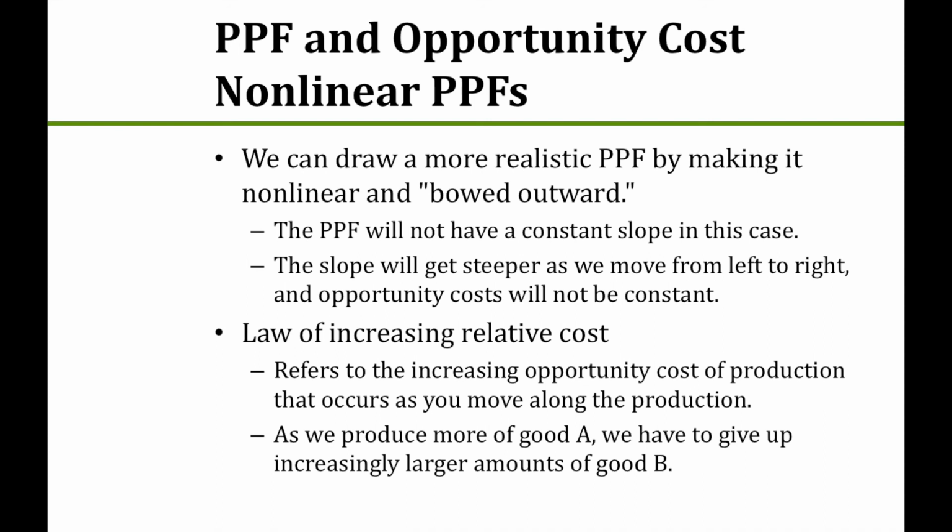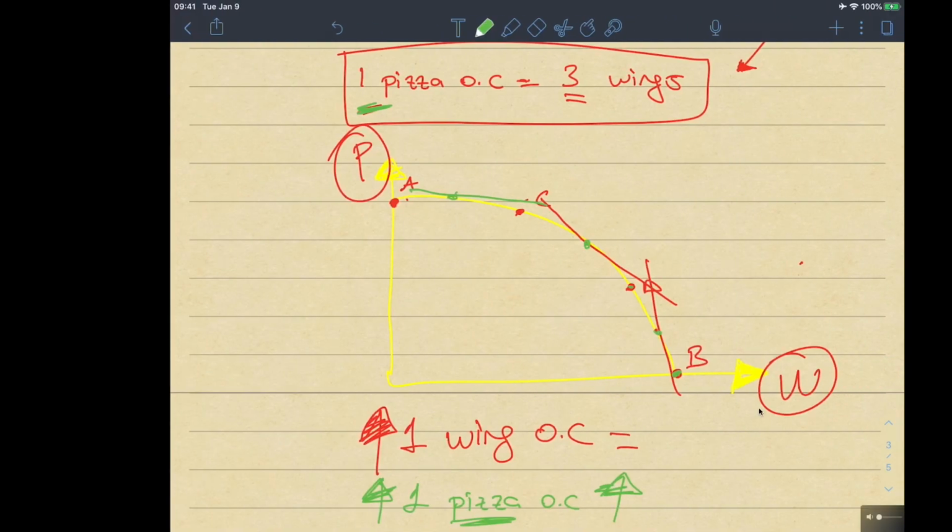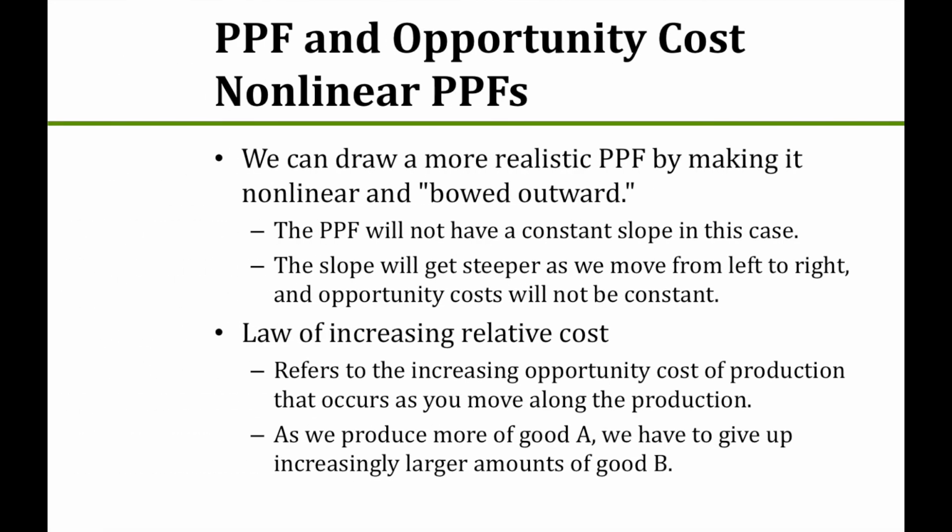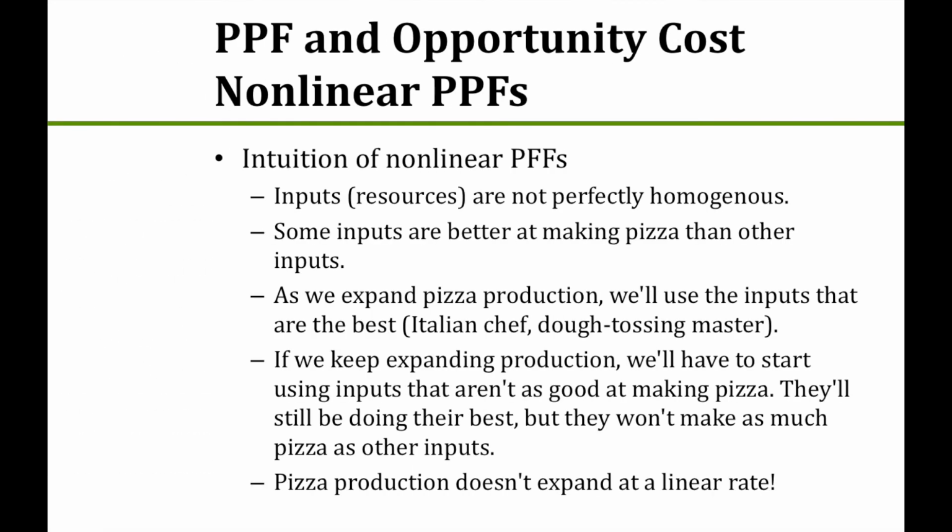This is what we had in the pizza and wings case. If you want to produce more and more and more wings moving from point A to B, the opportunity cost of producing one wing is always increasing. Same thing applies if you move from point B to point A. Let's now try to see that idea, that logic, in the graphic.